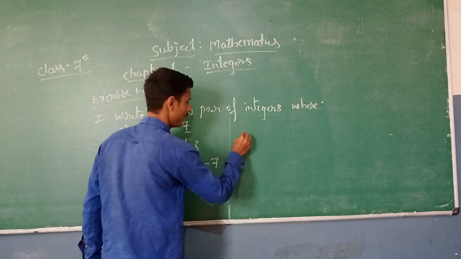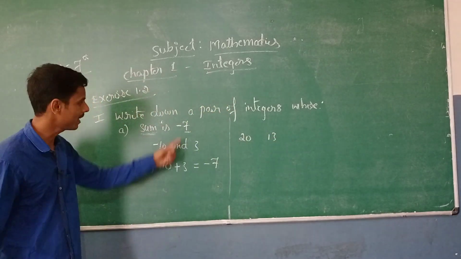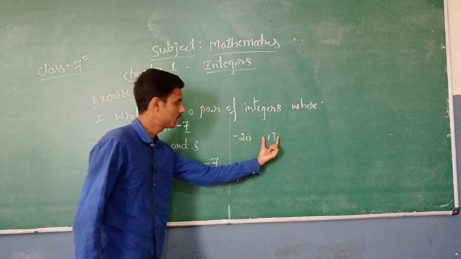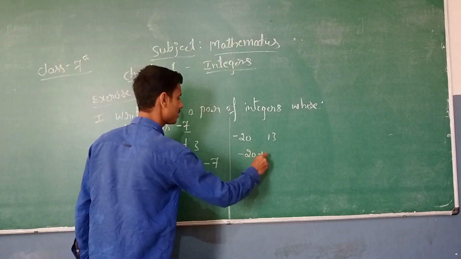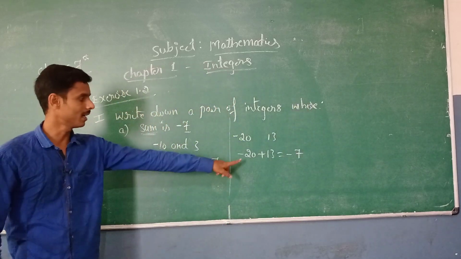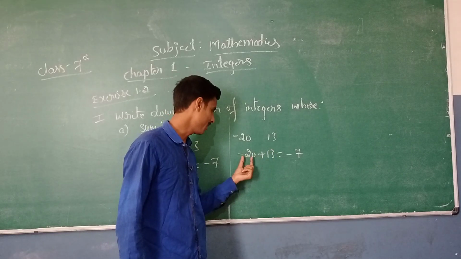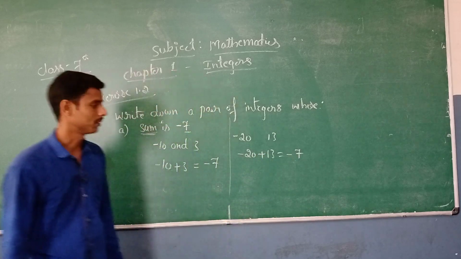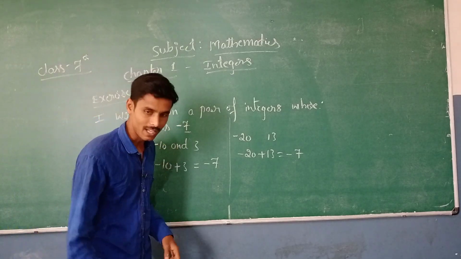For example, 20 and 13. The difference between 20 and 13 is again 7. We should put minus for 20, and 13 will remain as a plus integer, right? So minus 20 plus 13 is minus 7, right? From the greater number we will subtract the lesser one. So minus, since 20 has a minus sign, we will put minus. 20 minus 13 is 7. So this is how we can find a pair of integers whose sum is minus 7.